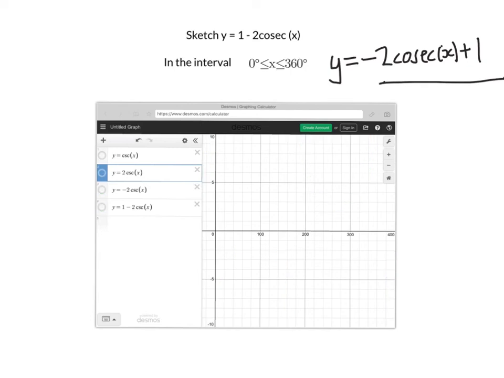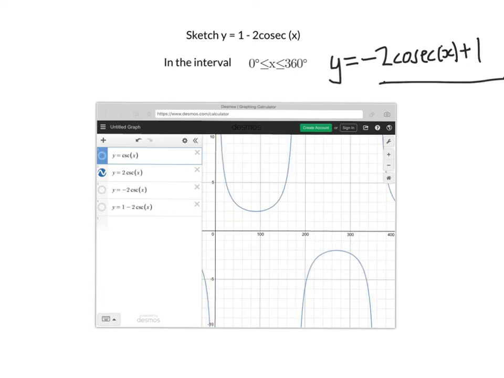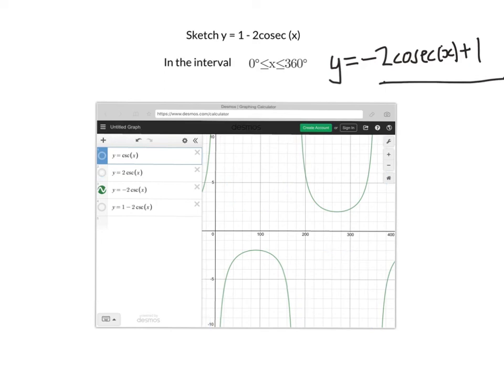Let's look again. Cosec, 2 cosec, stretch scale factor 2, parallel to y. Negative of that, reflection in the x-axis. And then we translate 1 unit upwards, parallel to the y-axis. And that's your graph. So if you understand the steps of the transformation, these aren't too bad at all.